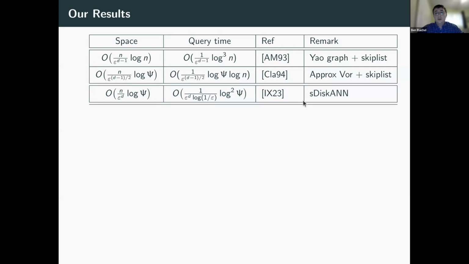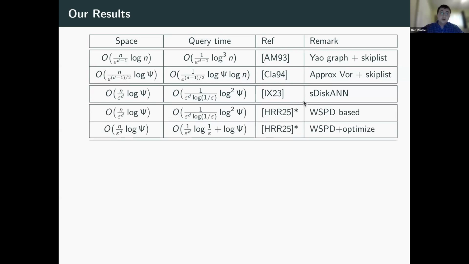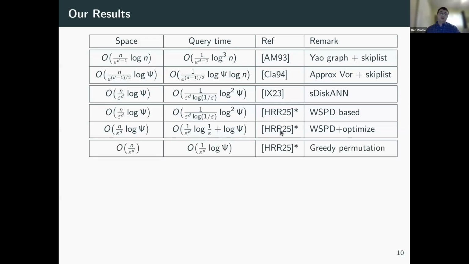And what we do is two things. First, we think about this DiskANN algorithm and understand it's doing something very close to working on WSPDs. And so we show that actually you can just directly build a graph over WSPDs and you will get the same space and query time. And with a little more work, you can optimize the query time. But our main result is the following.